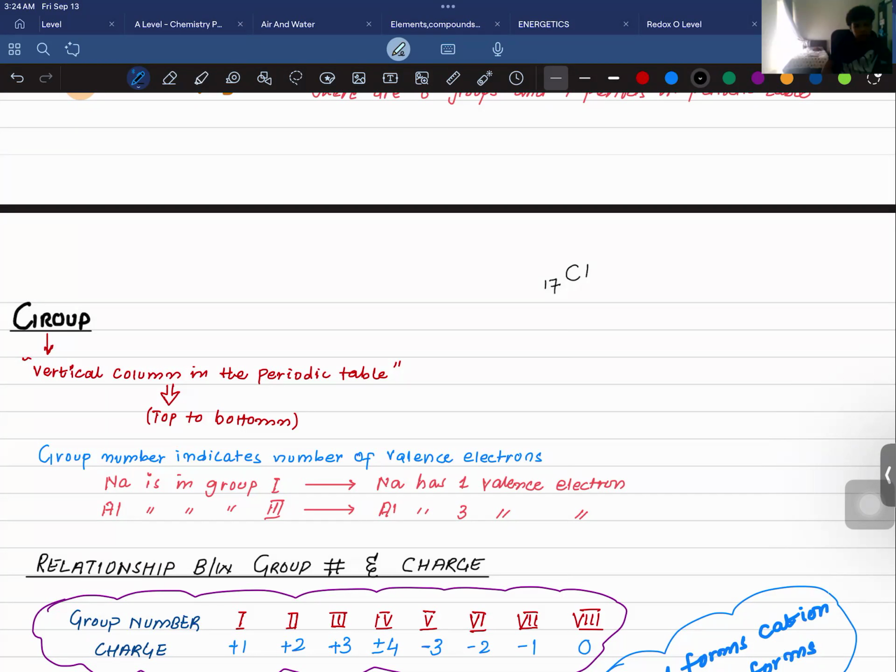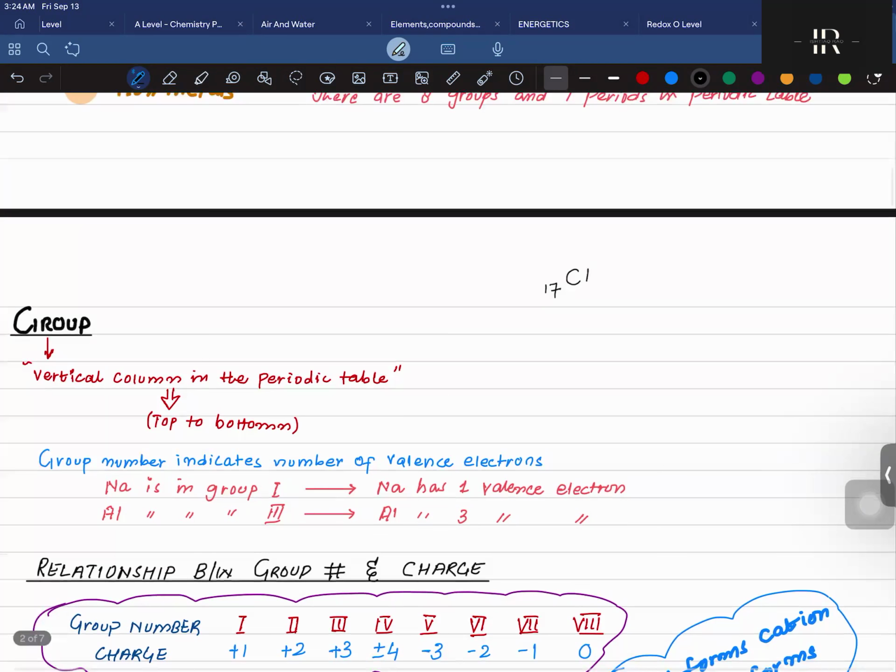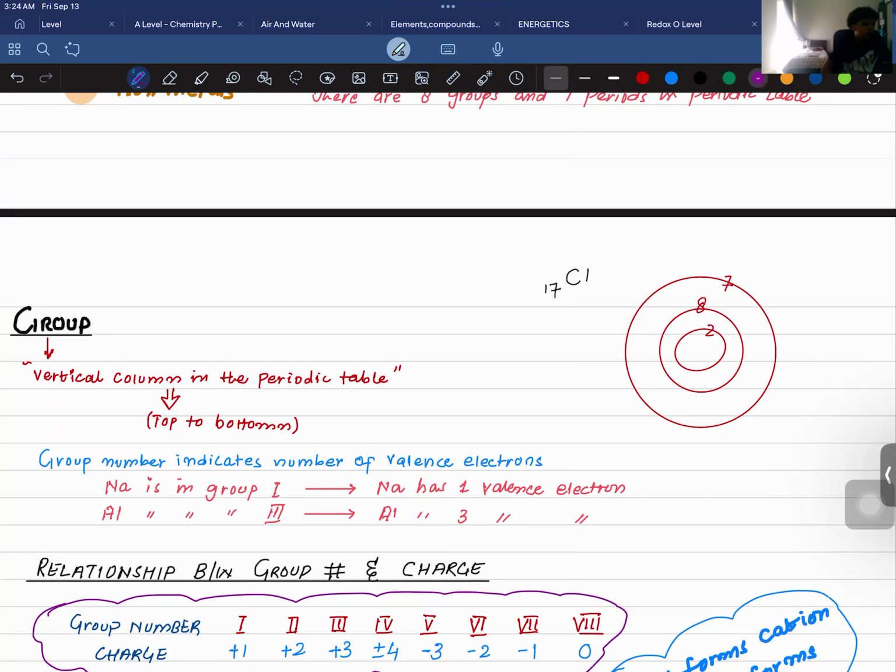Okay. So you were saying that chlorine has, first of all, 2 electrons, then 8 electrons, then 7 electrons. Are you getting me? Yes, good. So I can say that the group number is 7 for chlorine. Why? Because its outer shell contains 7 electrons.